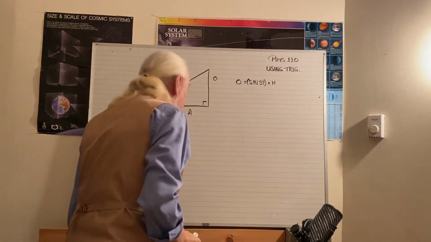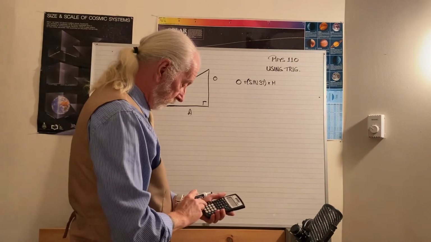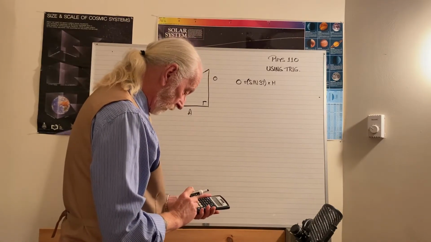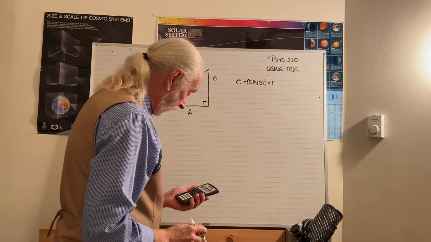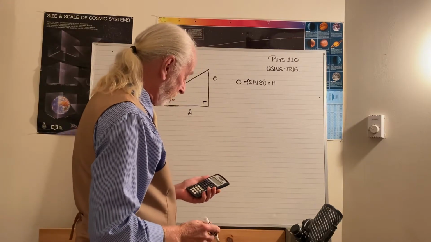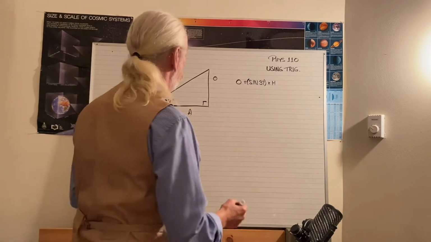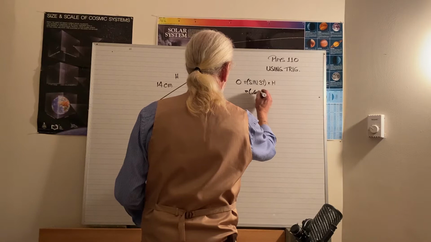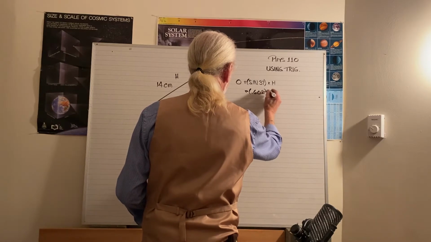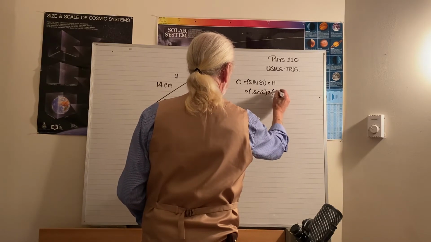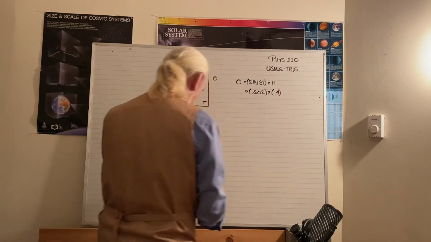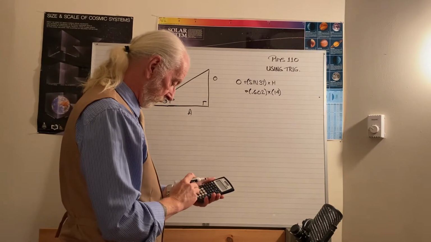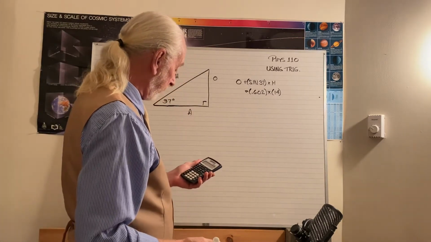So, using the calculator, we go sine 37, and going out 3 places, rounds up to 0.602. And my hypotenuse is 14. And I get 8.428.